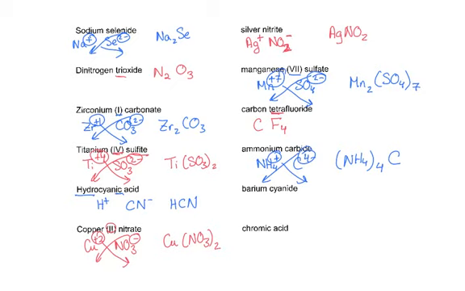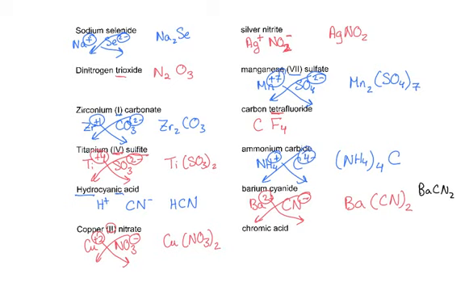Barium cyanide, ionic, so we need to balance out our charges. Barium is Ba2+. Cyanide is CN-. Switch and reduce, so Ba(CN)2 in parentheses 2. Make sure that you put these parentheses. If you write it as BaCN2, that means that you're doubling your nitrogen, not doubling your whole CN or cyanide. So watch out.